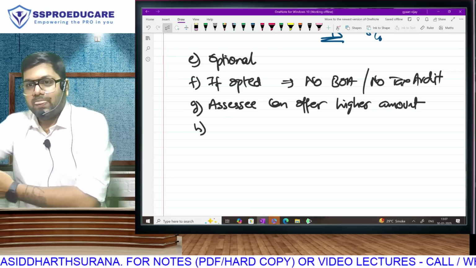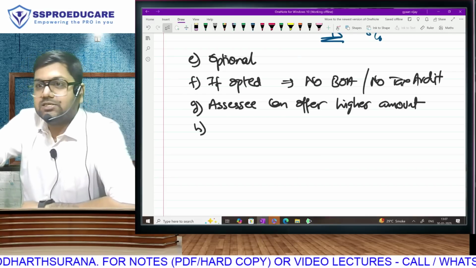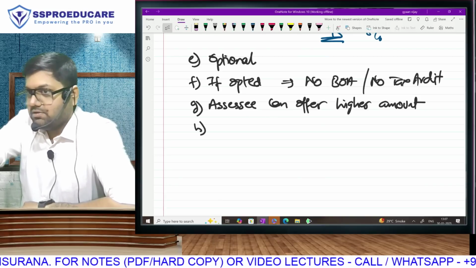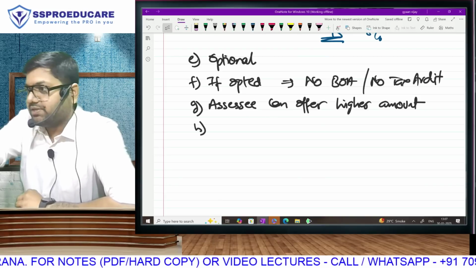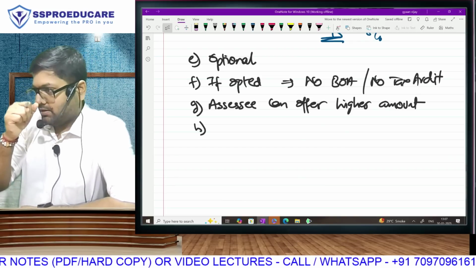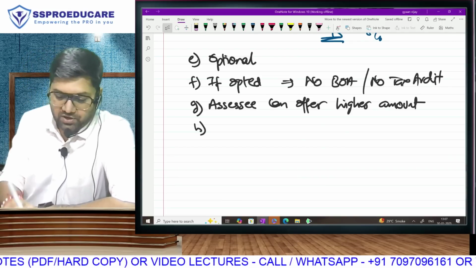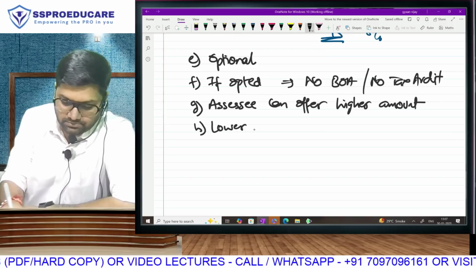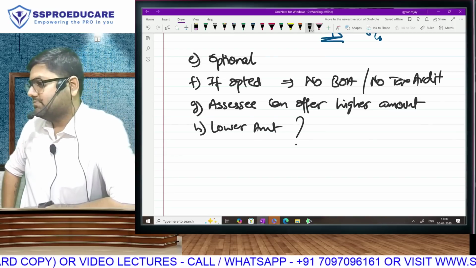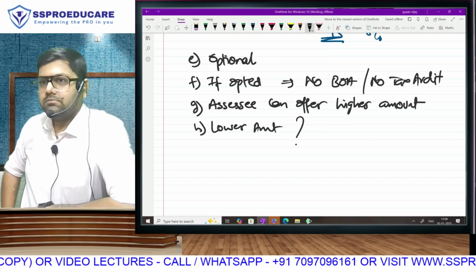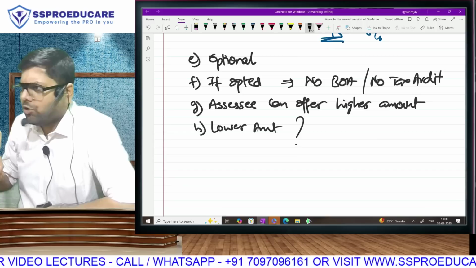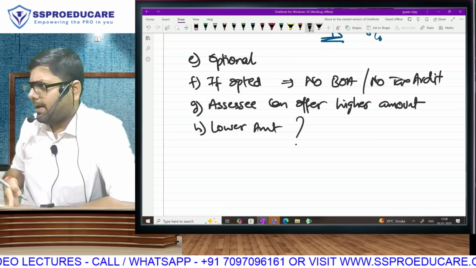Point here. End of the day, for multiple reasons, people may want to offer a higher amount. Can assessee offer a higher amount? Absolutely clear. Now the next question. Sir, I want to offer a lower amount. Can assessee offer a lower amount? Question mark. Means whatever you were getting at 8% or 6%, higher so you can offer. Can you offer lower?